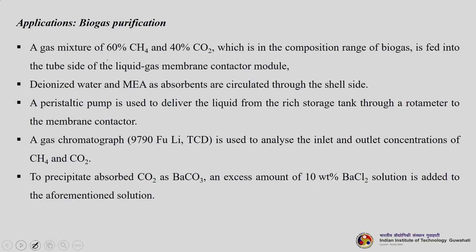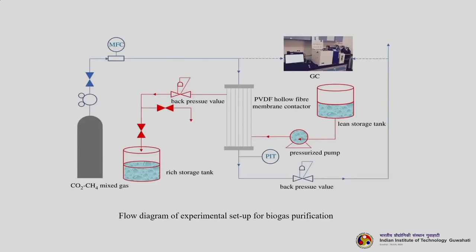Whatever is being reported here is actually simulated biogas. Deionized water and MEA absorbents are circulated through the shell side. A peristaltic pump is used to deliver the liquid from the rich storage tank through a rotameter to the membrane contactor. A gas chromatograph was used to analyze the inlet and outlet concentrations of methane and carbon dioxide. To precipitate absorbed carbon dioxide as barium carbonate, an excess amount of 10% barium chloride solution is added to the aforementioned solution. And this is the schematic representation.